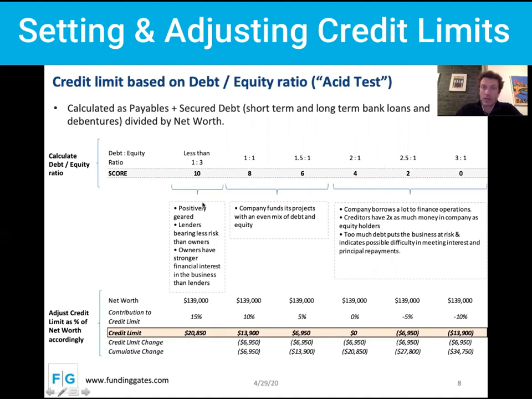So if the debt to equity ratio is 1 to 3, then you can go up to 15%, for example, of the total net worth amount. If it's 1 to 1, adjust it down to 10% times the net worth amount, which is $14,000, etc. So that's another way to create a band on the credit limit.